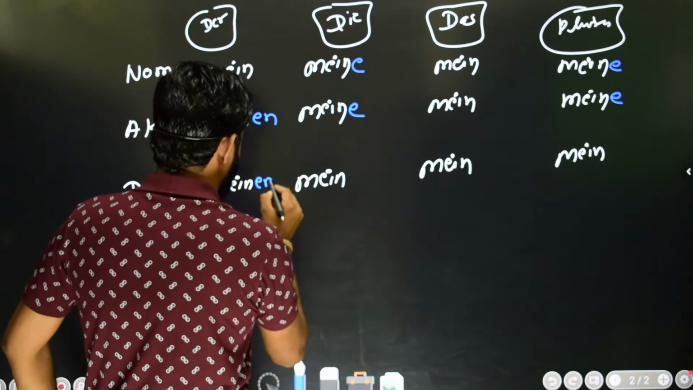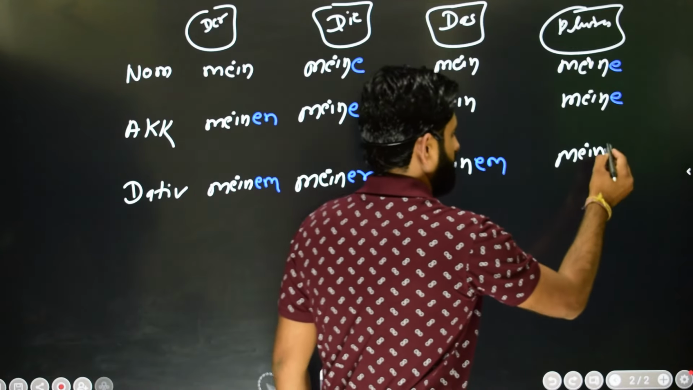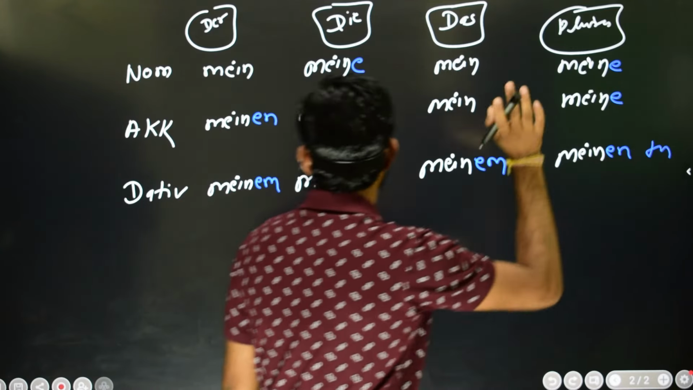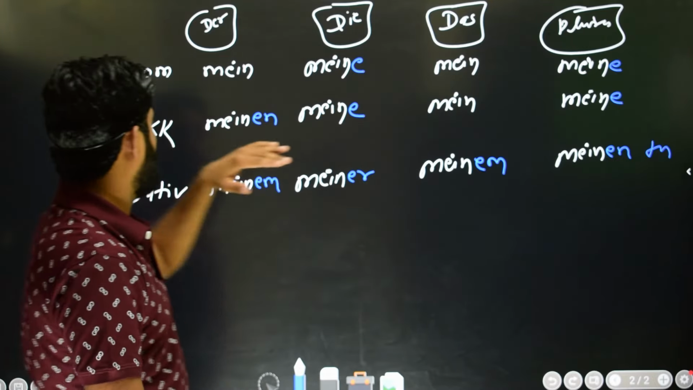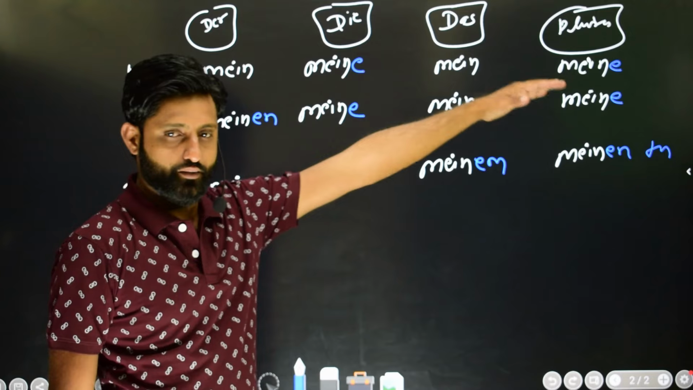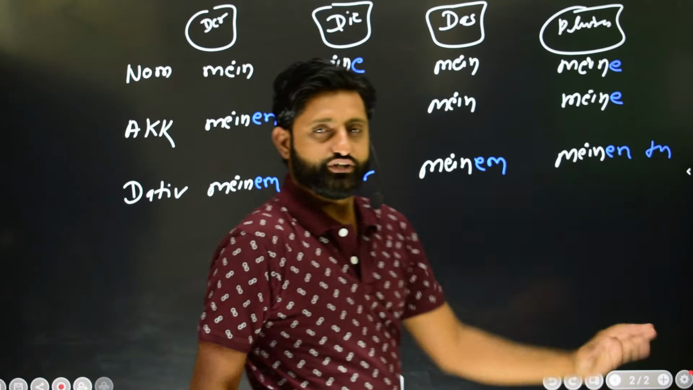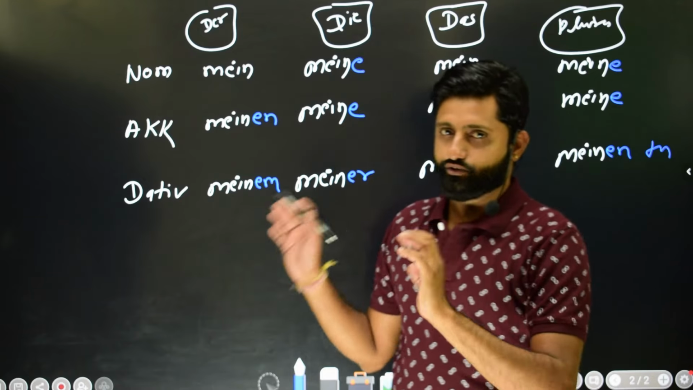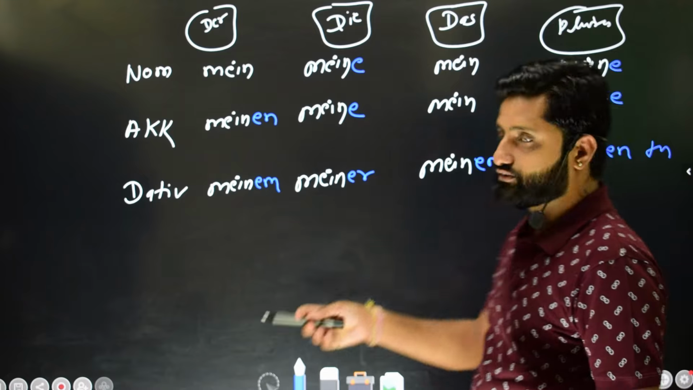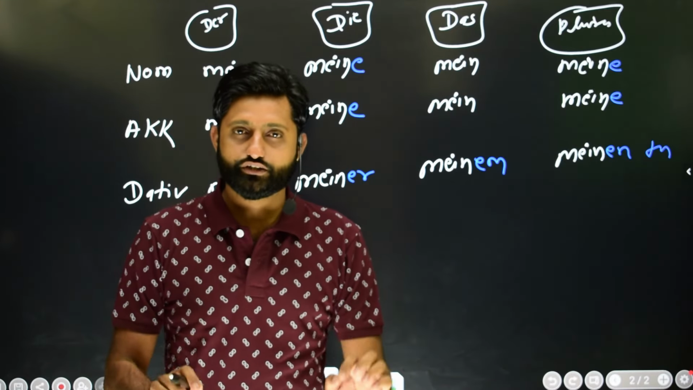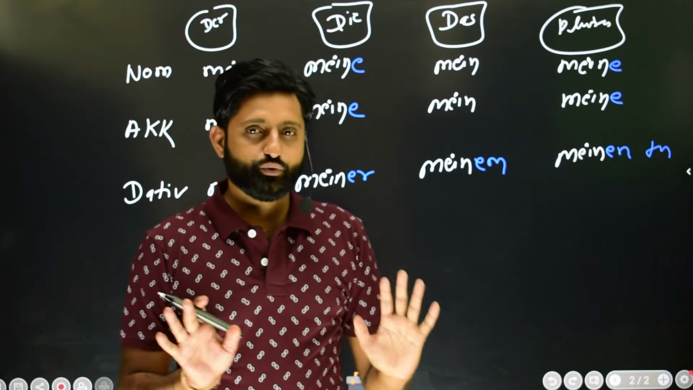Here I am adding em, er, em, en plus n. So what is the table now? Mein, meinen, meine, mein, meinen. Meinem, meiner, meinem, meinen. So this is the table. You can see that this may be a little bit complicated, but with the help of these endings you can just identify what you need to do. You just need to write down the base form of any possessive article, then you can add these endings.